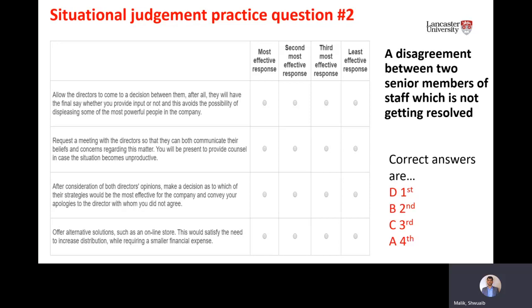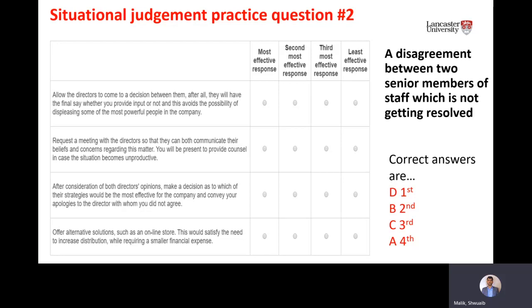Now, the correct answers are as follows. So D is the most effective, B is the second most, C is the third most, and A is the fourth most. Now, let's go through why each of those are in the order that they are in, and we'll focus particularly on outcomes when we're doing this.